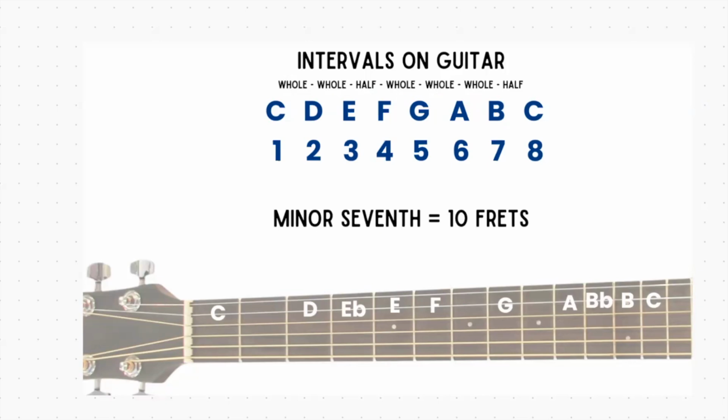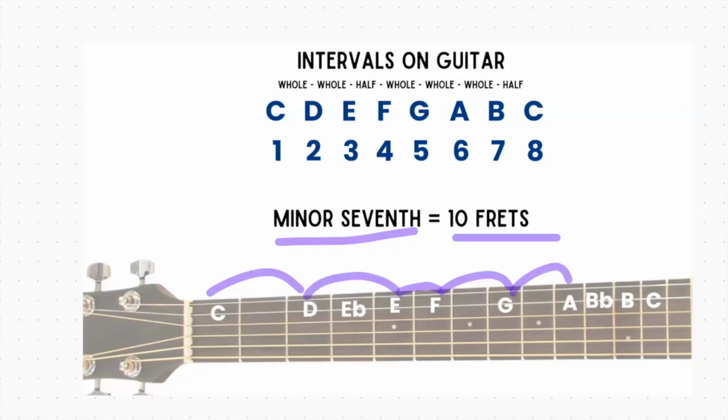So minor 7th, again, minor always means minus 1 fret. So 11 frets was major 7, minor 7 is going to be 10 frets. It's also going to be, instead of a B, it's going to be a B flat. So 2, 4, 5, 7, 9, 10, right? B flat. So 10 frets, minor 7 equals 10 frets on guitar.